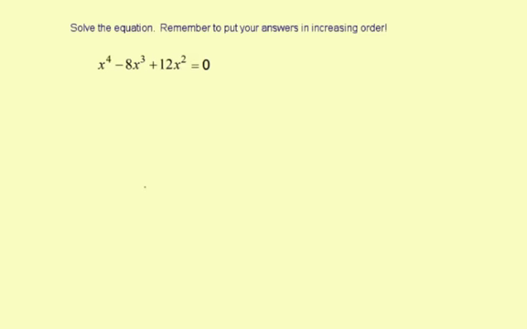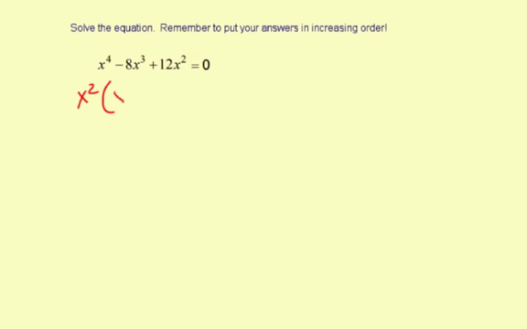Solve the equation. Remember to put your answers in increasing order. This is going to be a factoring situation, and you can tell by looking you have x's in common with all three. So what can you take out? Well, there's x to the fourth, x to the third, x squared. You can take out an x squared.